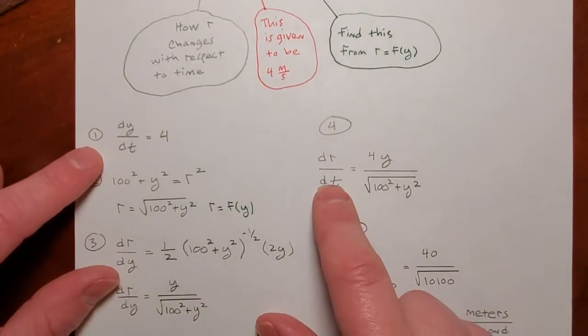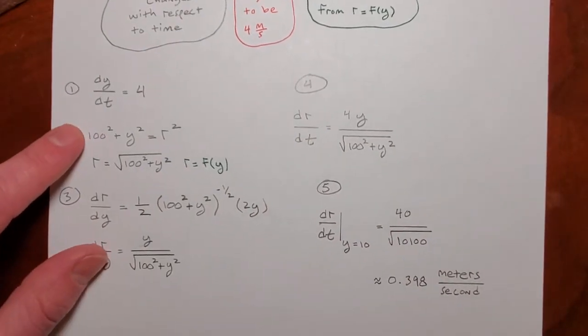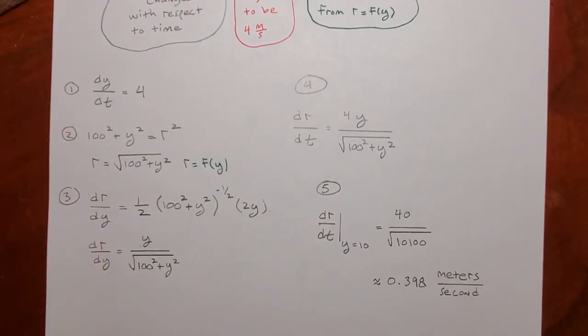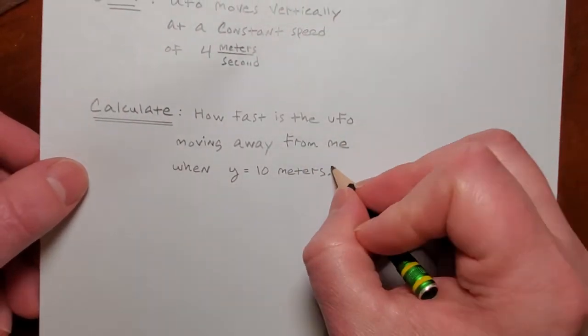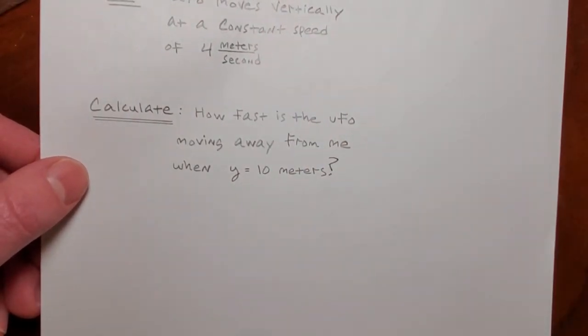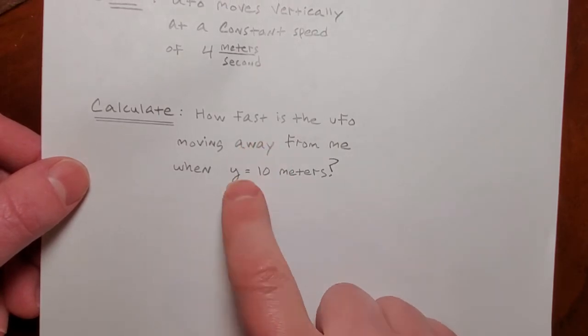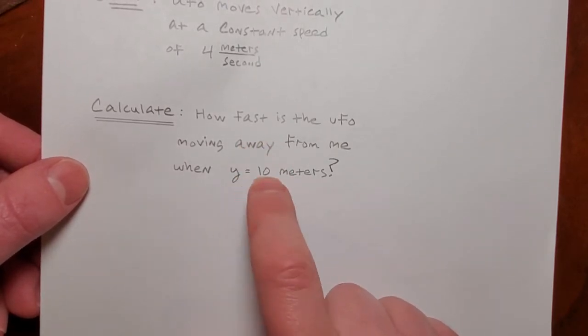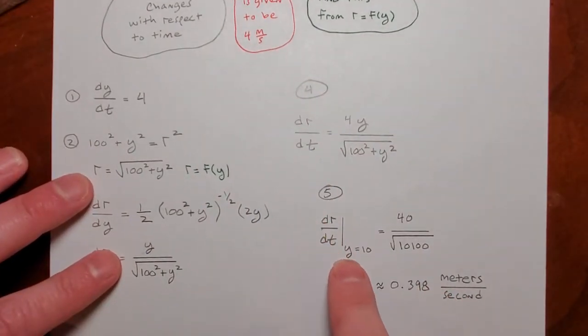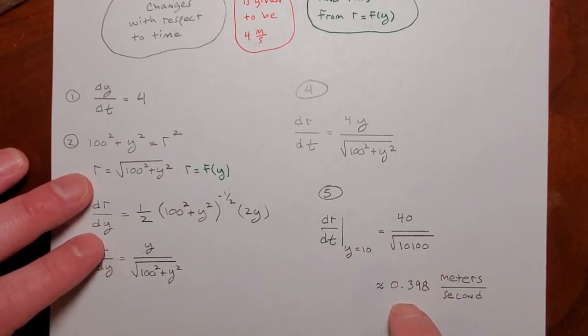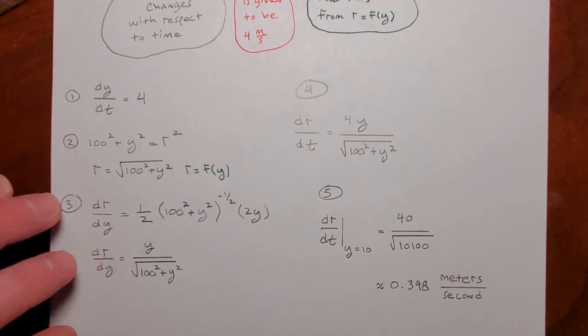That is the rate of change of the distance r with respect to time. And what were we going to do? The question was, how fast is the UFO moving away from me when its altitude, or y, is 10? So I've got dr/dt. I want to evaluate dr/dt when y is 10. I'll get this, and it turns out it's about 0.398 meters per second. So it's not moving away from me very fast.